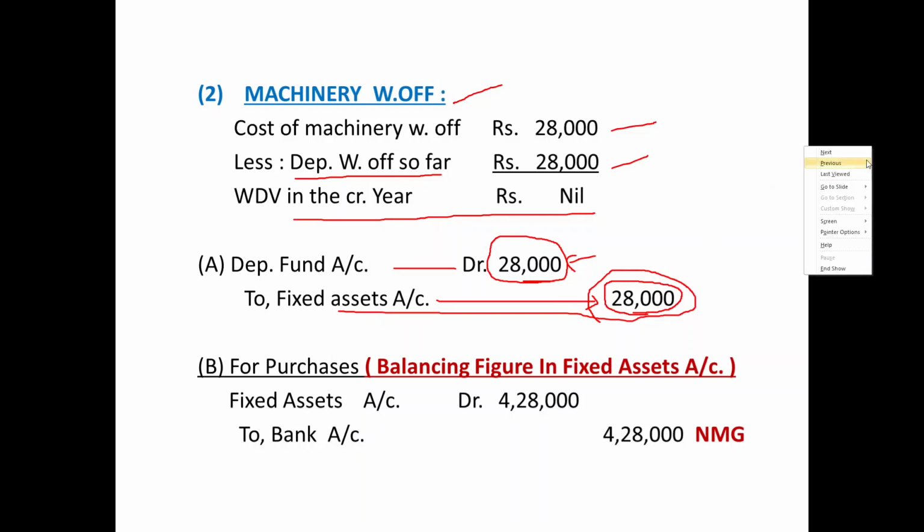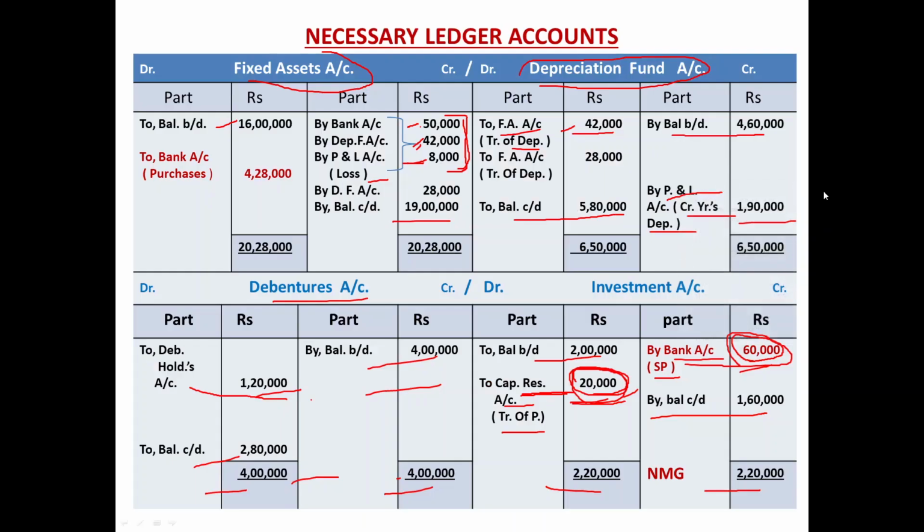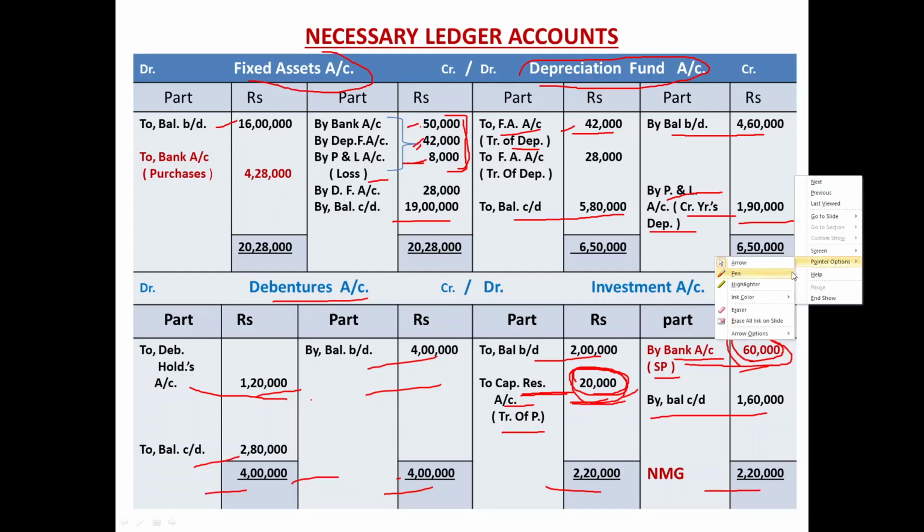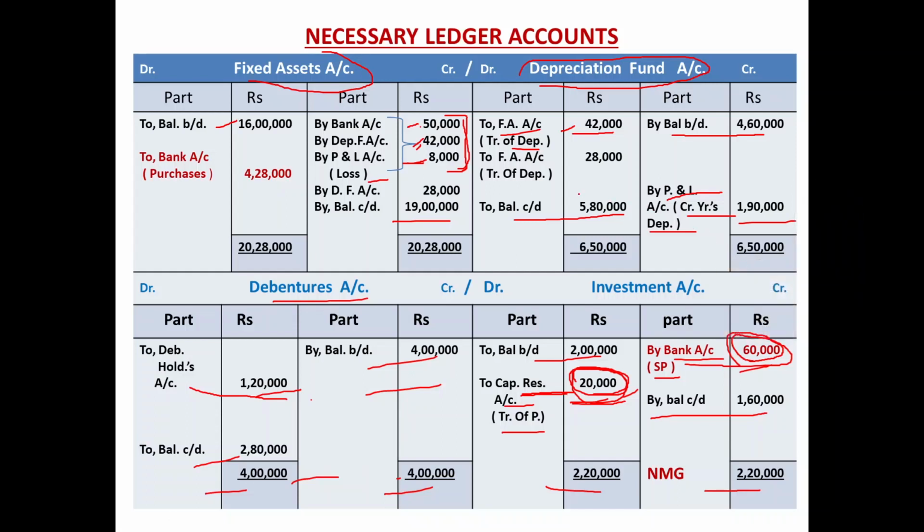Let us give the posting in the concerned ledger accounts of fixed assets as well as the depreciation fund account. The JE was depreciation fund account debited 28,000, transfer of depreciation, to fixed assets account credited 28,000. So depreciation fund debit, fixed assets account credit. Now we can close these two ledger accounts.